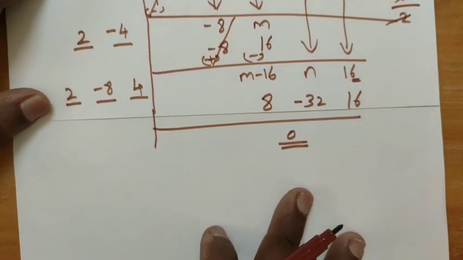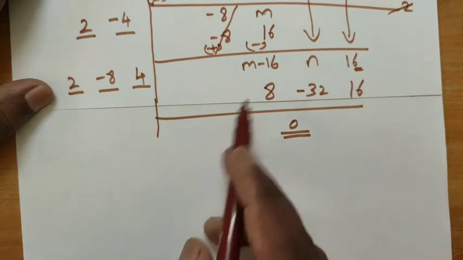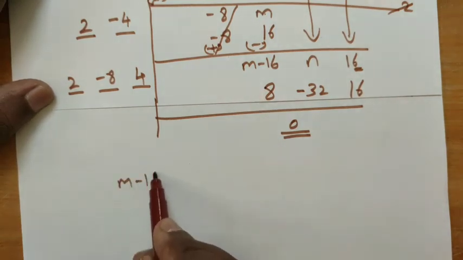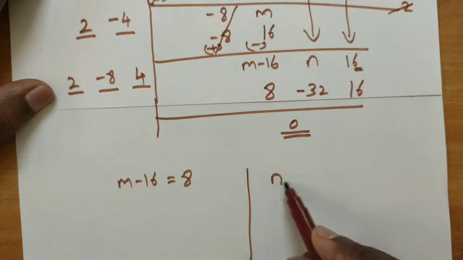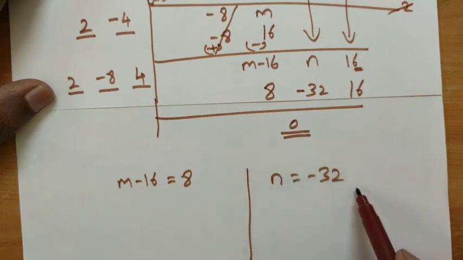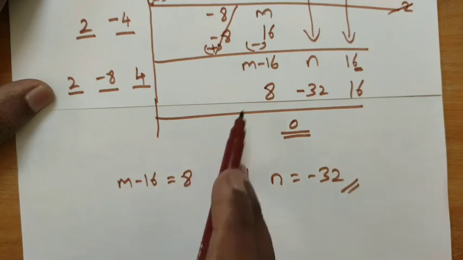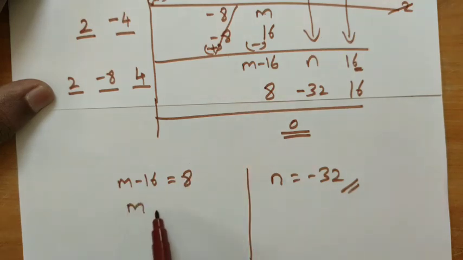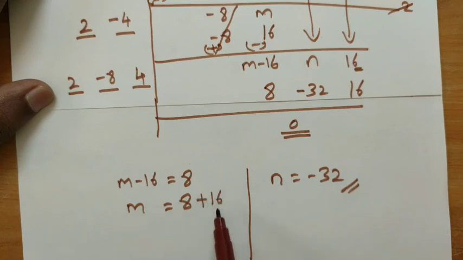Now we want to find the value of m and n. So m minus 16 is equal to 8, right? And then n is equal to minus 32. The n value we have directly, and then the m value you want to find out. So m minus 16 is equal to 8. Take this 16 to the other side, we get plus 16. Then m is equal to 24. So m is equal to 24, and then n is equal to minus 32 is the answer.